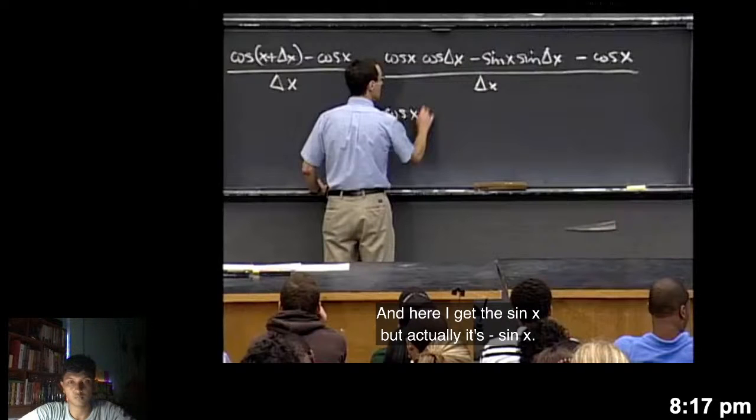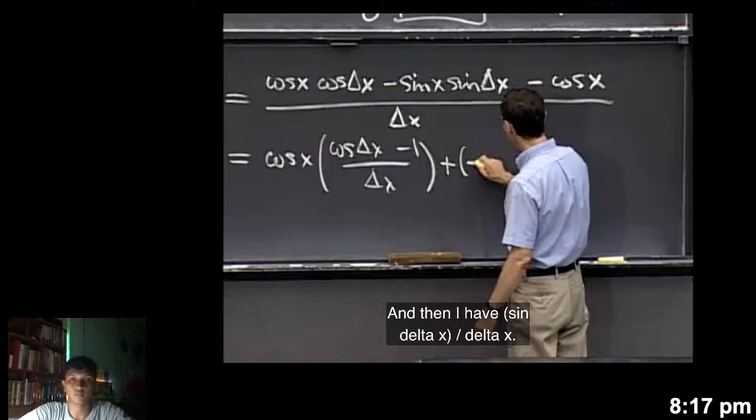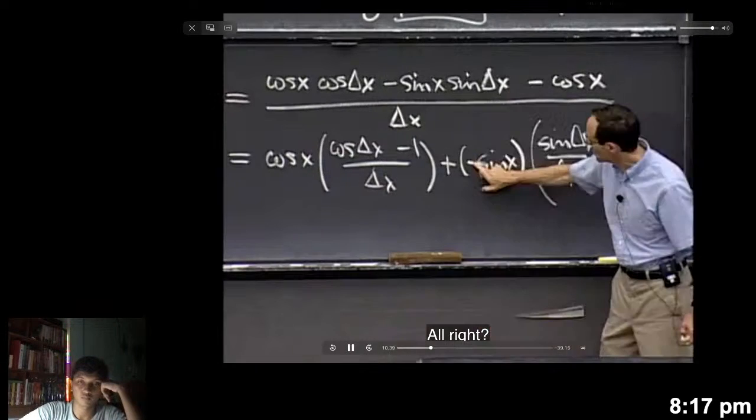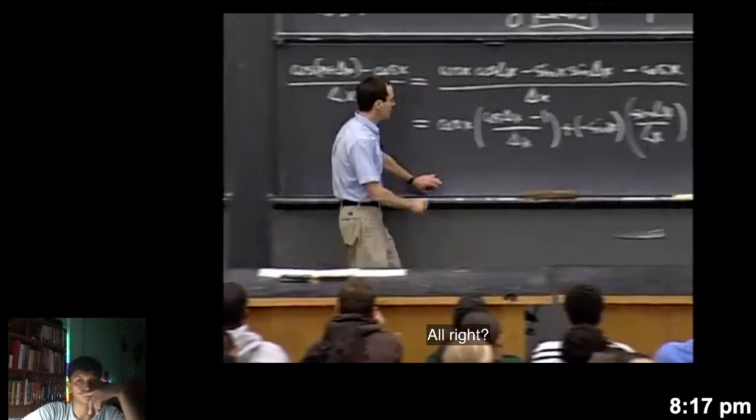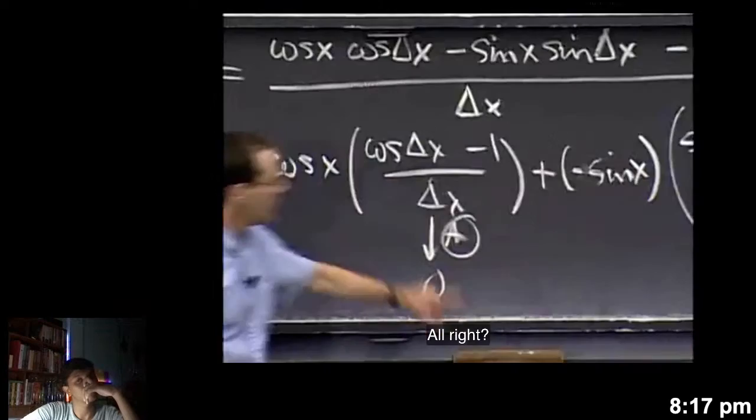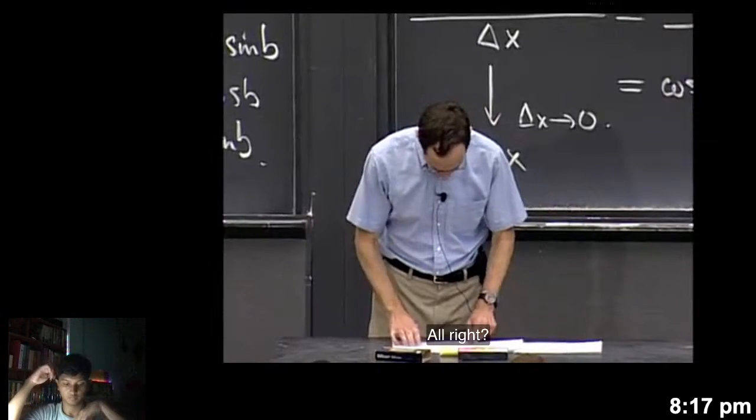And here I get the sine x, but actually it's minus sine x. And then I have sine delta x divided by delta x. All right? The only difference is this minus sign, which I stuck aside. Well, that's not the only difference, but it's a crucial difference. Okay, again, by a, we get that this is 0, sine x. So we'll get ourselves started by mentioning that.